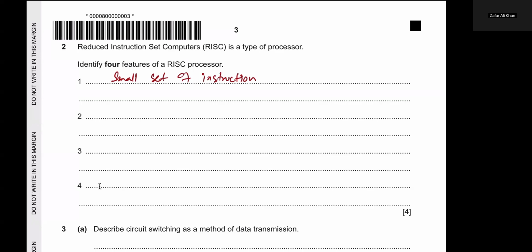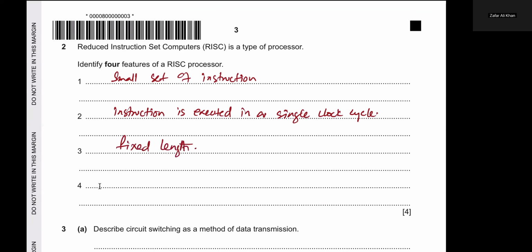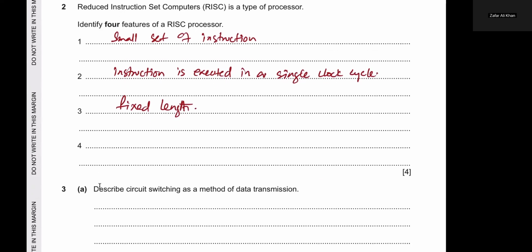RISC processors are designed to execute most instructions within a single clock cycle. Because the instructions are streamlined, they can often be completed very quickly, ideally in just one tick of the processor's internal clock. That would definitely lead to higher overall processing speed and efficiency. What's the third feature we should consider? Fixed length instructions are another hallmark of RISC. In contrast to CISC, complex instruction set computers, where instructions can vary considerably in length, RISC instructions all occupy the same number of bits. Why is having fixed length instructions beneficial? It simplifies the process of fetching instructions from memory. More importantly, it makes instruction pipelining much more effective.